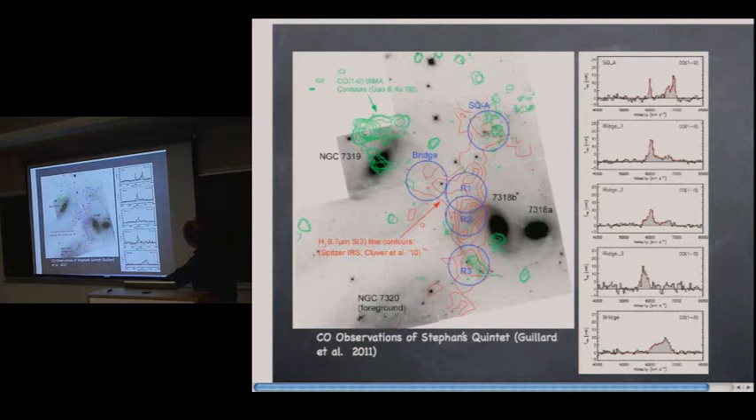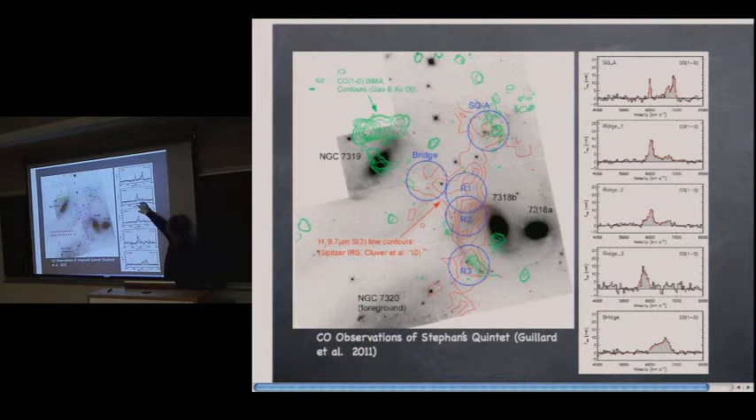This is an interesting system because we see one aspect of what I told you. We see that all of the energy of the collision has been transferred to molecular gas. So the project we did: this is the H2 line emission, and we observed the CO with the IRAM interferometer. And this was a hard observation to do because the line is actually very broad. The first time we went to the telescope, we could not detect the line because the bandwidth of the receiver was not large enough.